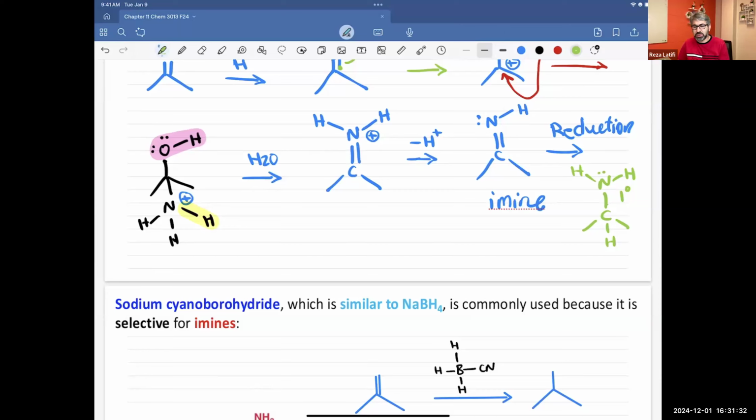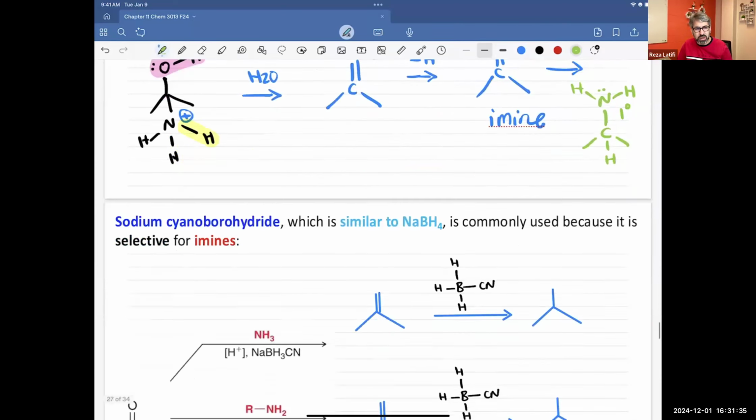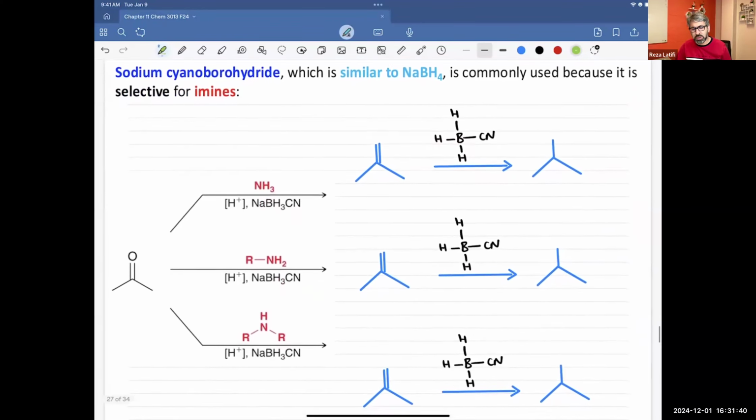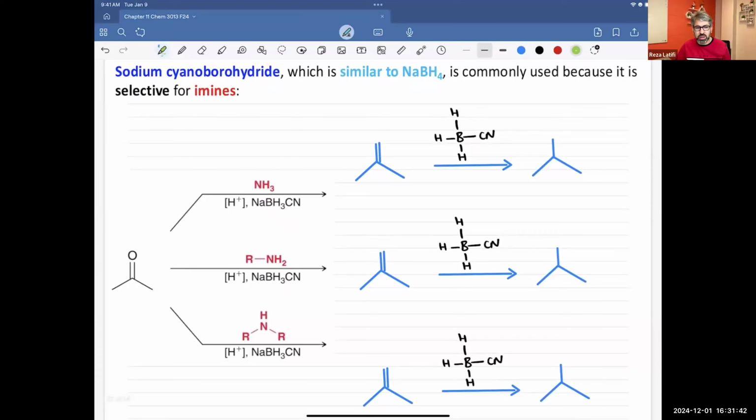Okay. Now, one last step. I can use some specific reducing agent, something like sodium cyanoborohydride. The nice thing with this compound is that it's not going to react with ketone or aldehyde. So that means I can mix everything from the beginning and wait until NH3 or NH2 reacts with the ketone. And then in the next step, the cyanoborohydride reducing agent is going to get involved. So I don't need to be worried that I'm reducing the carbonyl group from the beginning. That's not going to happen.